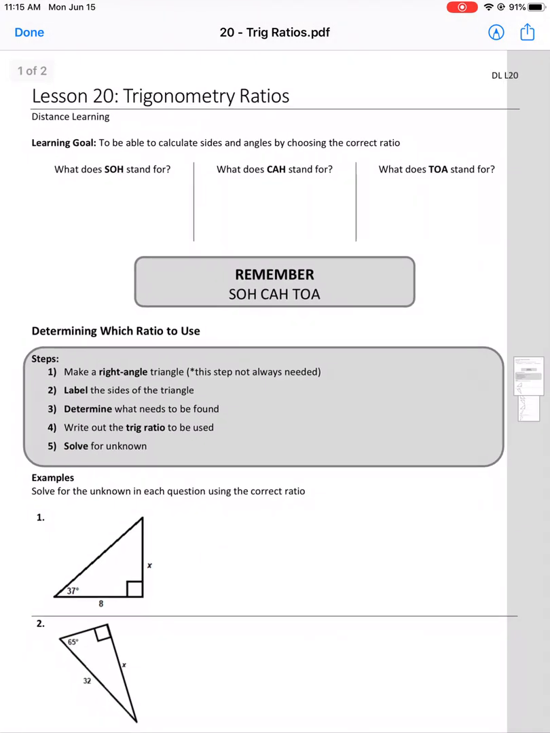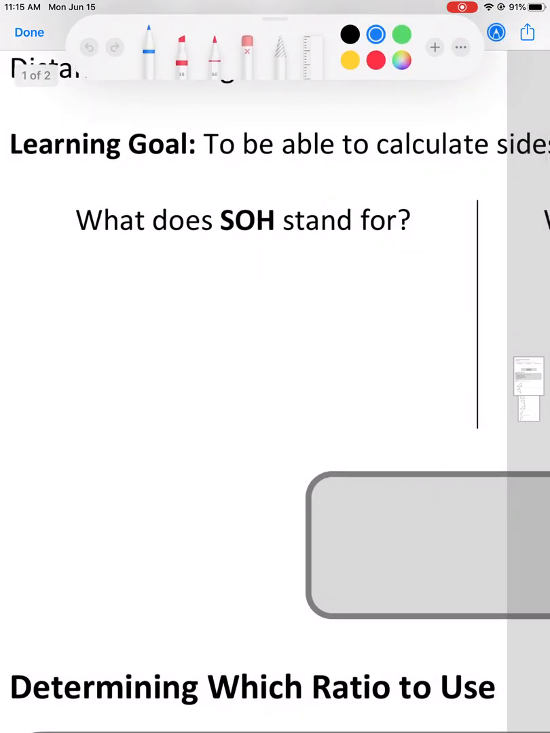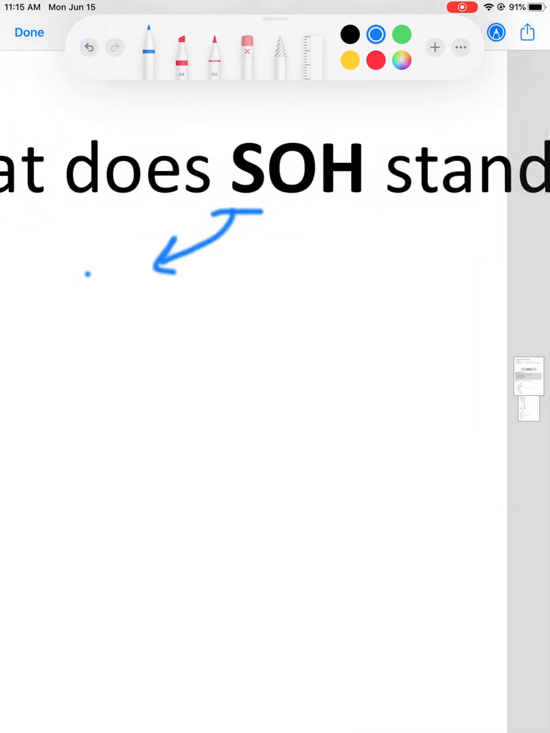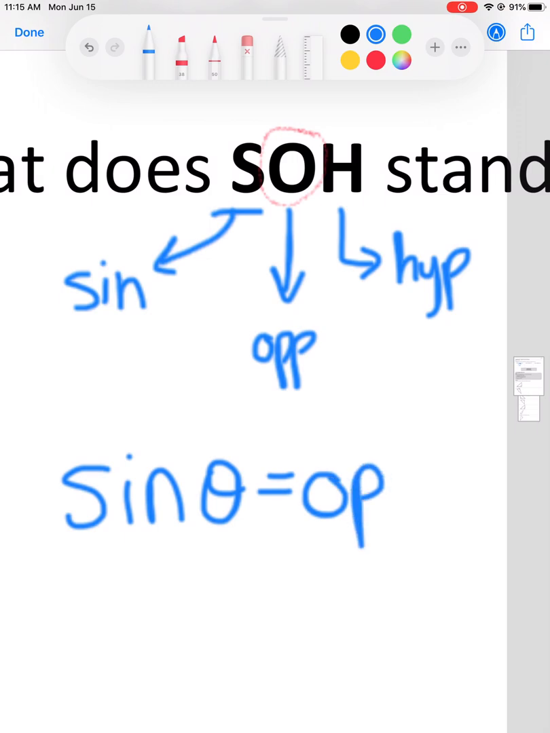What does SOH stand for? Remember, the S is sine, O is always opposite, and H is the hypotenuse. Whichever one is listed first of the O and the H is on top. So it's going to be sine theta is equal to opposite over hypotenuse. Okay?